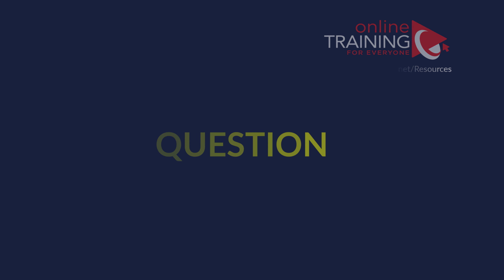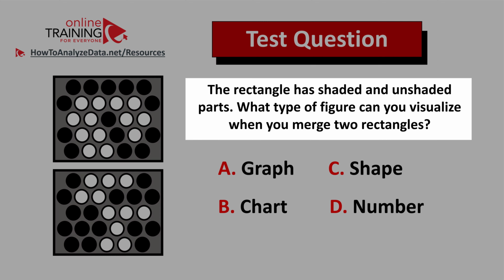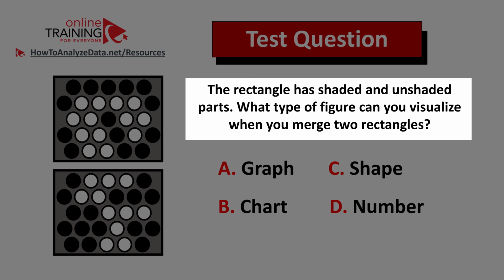Alright, this question is very interesting and tricky, and you might frequently see these types of questions on the test. But in this case, I'm going to show you the solution, and I truly hope that upon learning, you would know how to solve these questions in the test. Here's the question. The rectangle has shaded and unshaded parts. What type of figure can you visualize when you merge two rectangles?